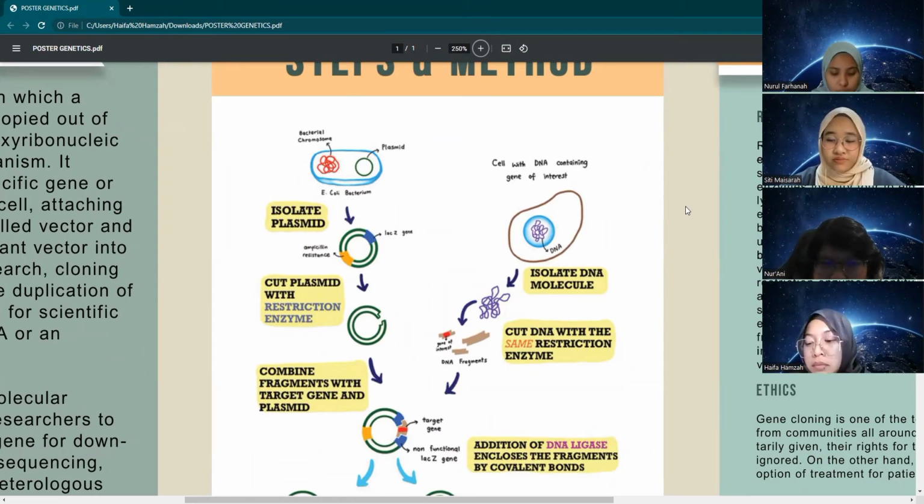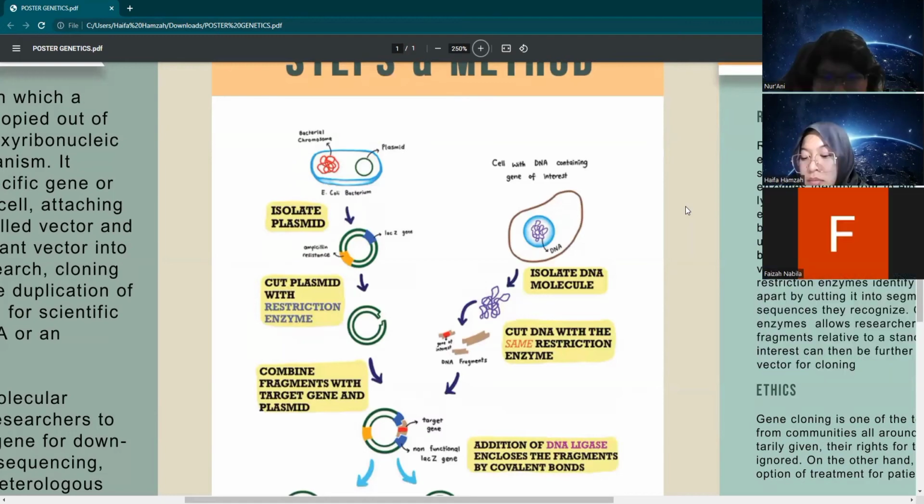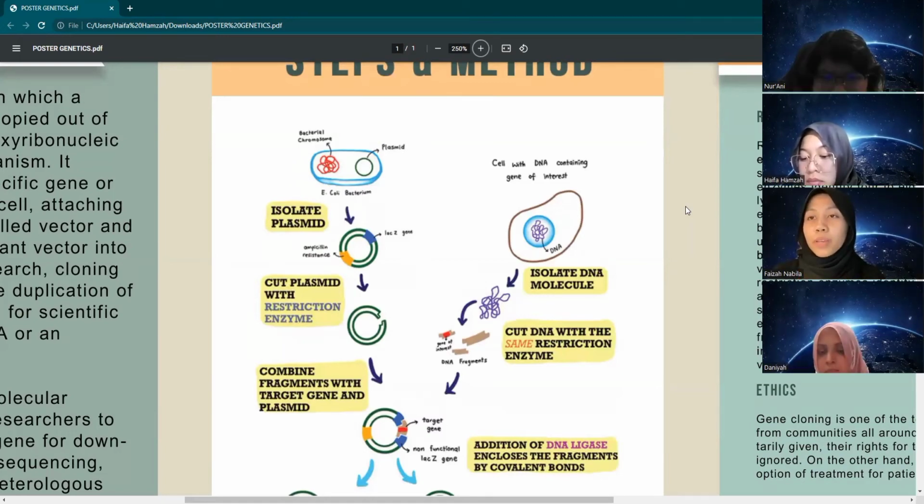Firstly, you can see there is an E. coli bacterium and also a cell which can be from any living cell. From the E. coli bacterium, we will isolate the plasmid, and from the cell, we will isolate the DNA molecule. Both the plasmid and the molecule will be isolated and cut with the same restriction enzyme to produce sticky or blunt ends. In this diagram, it shows the plasmid and the DNA molecule are cut in staggered ends, which is the sticky end.